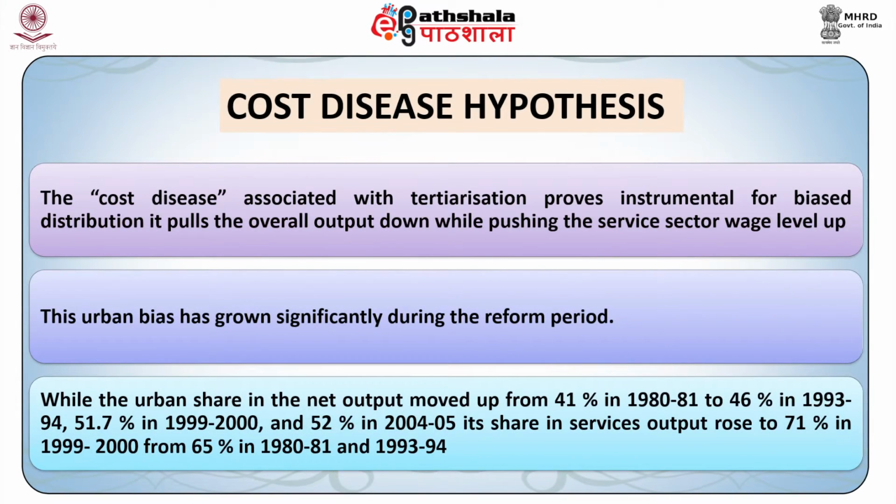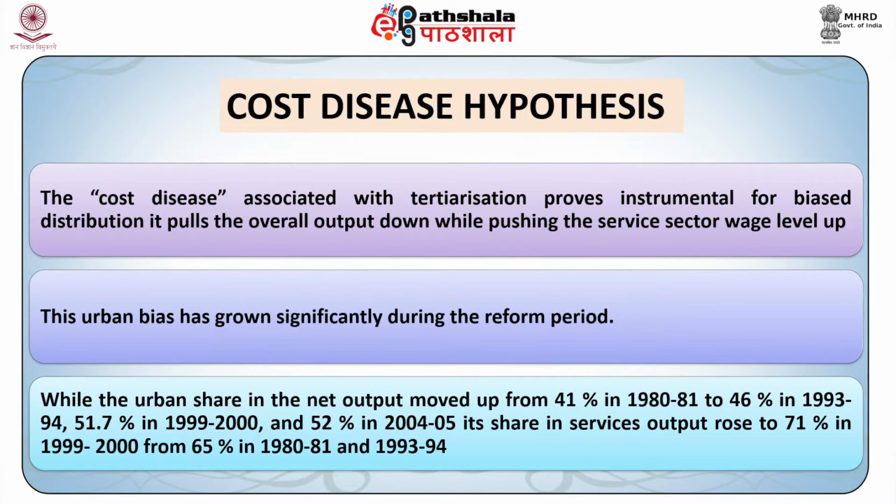Secondly, the cost disease associated with tertiarization proves instrumental for bias distribution as it pulls the overall output down while pushing the service sector wage level up. This urban bias has grown significantly during the reform period.